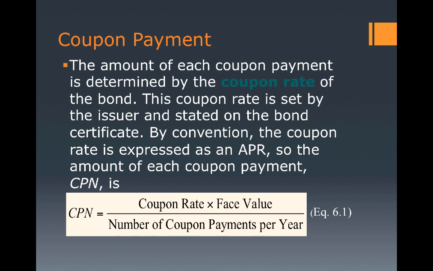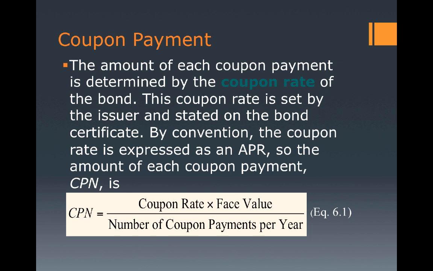So let's compute the coupon payment if the coupon rate is 6%. If you take a look at this equation, the coupon rate, substitute 6% there times 1,000. And what do you have? You should have $60. Divided by the number of coupon payments per year. Let's say that this bond makes payments annually, so one time a year. The denominator would be 1, so 60 divided by 1 equals 60.